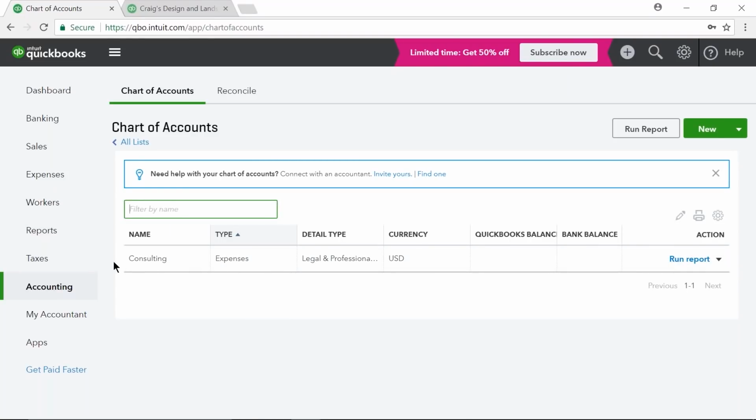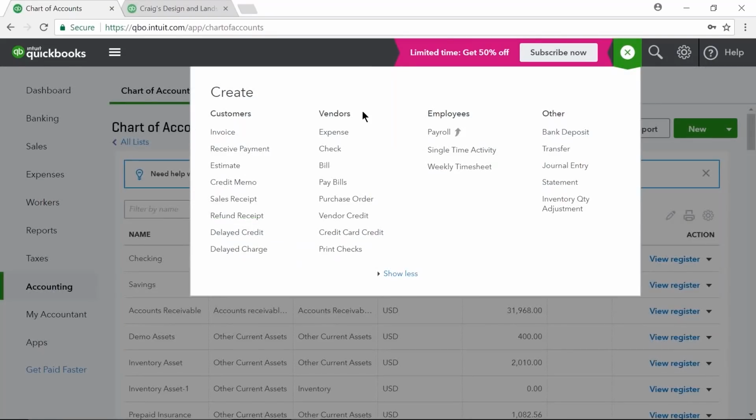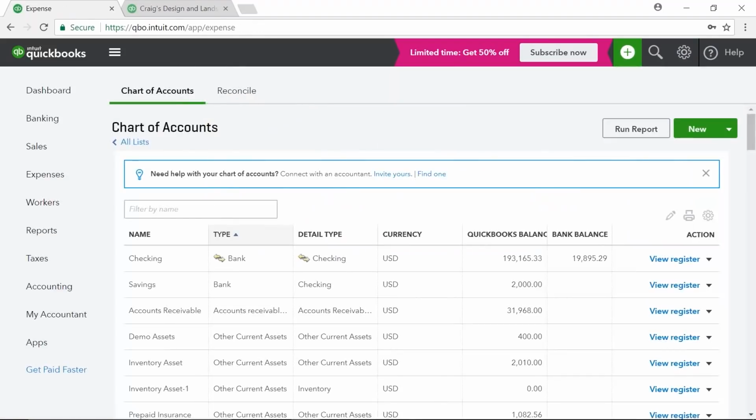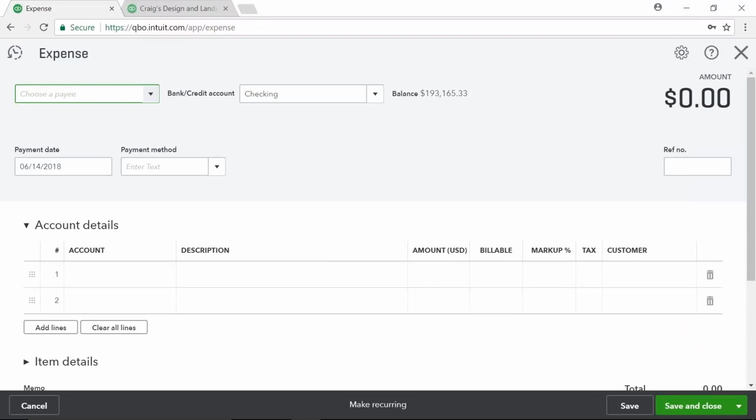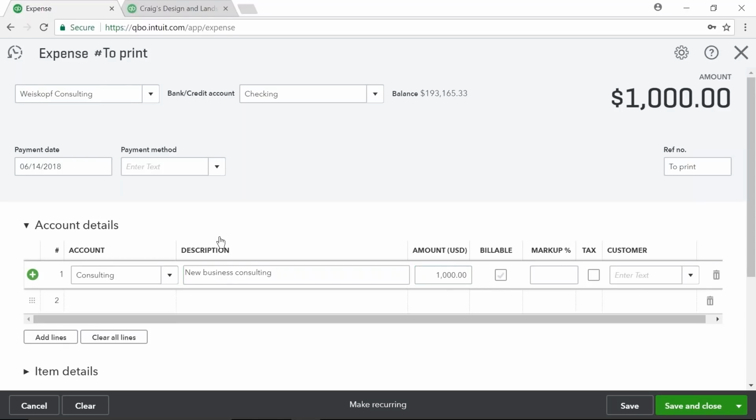So now that I've set up my account, if I want to use it, I can go up here to my create menu and fill in a transaction with it. I can also download transactions, and I can use that expense account in the category field whenever I'm entering those transactions. But if I wanted to enter it manually, maybe we're going to spend $1,000 on consulting work. We're going to go over to Weisskopf Consulting, spend some money out of our checking account, and down here in the account area, I'll enter consulting. So we'll say that this is for new business consulting, and it's for $1,000.